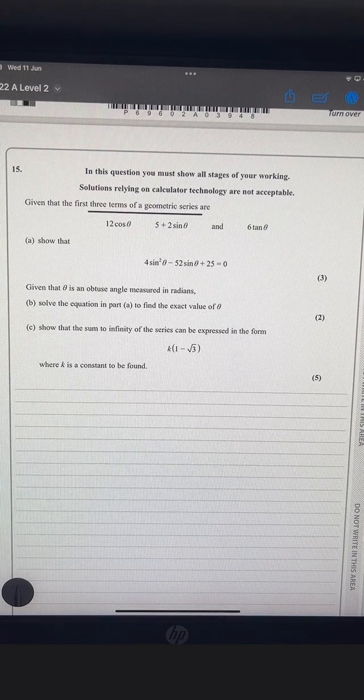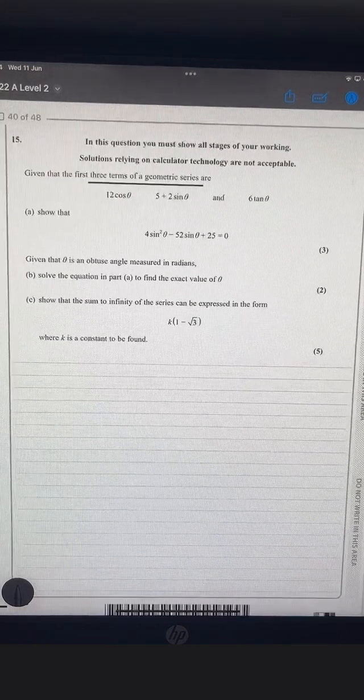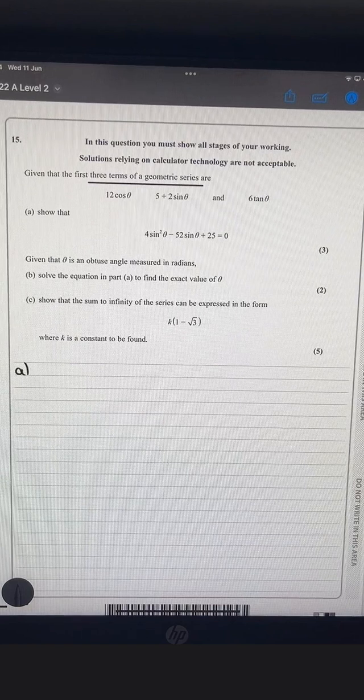Part A, show that this is an equation, all right? So I have to show an equation in terms of sine. Does anyone want to have a go and tell me in the chat what exactly I do here?